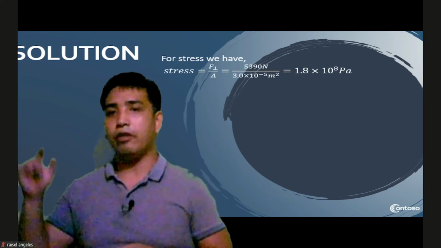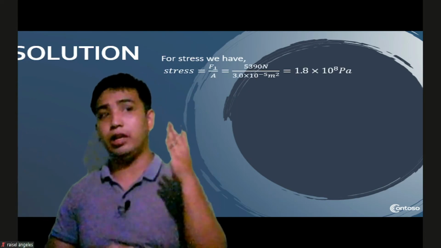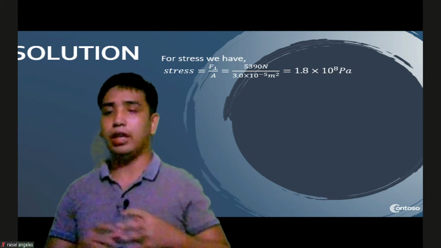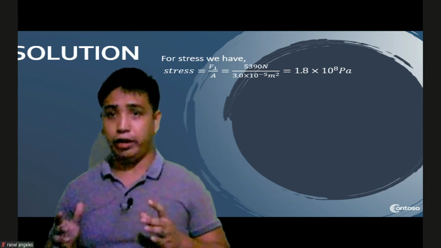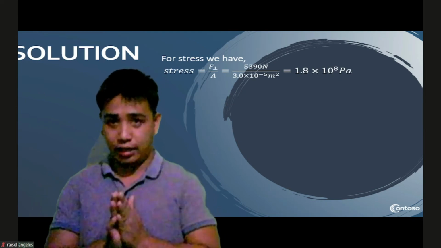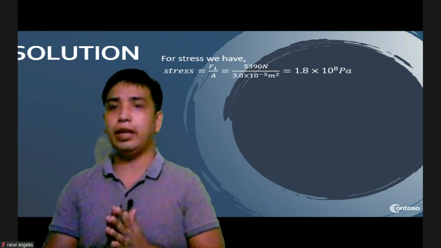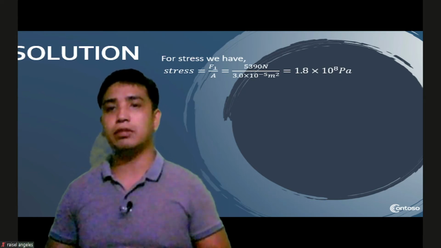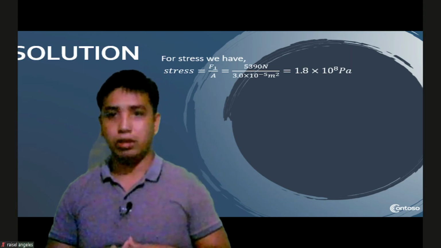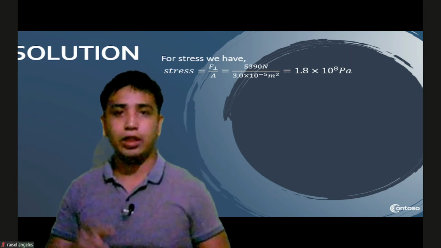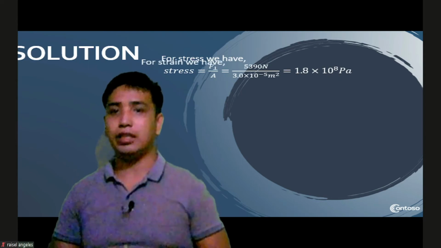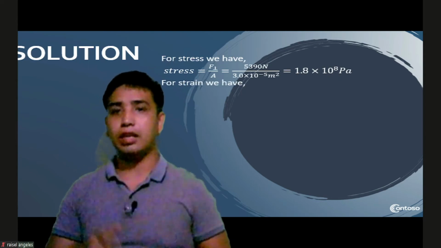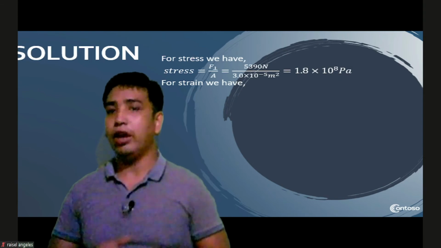So for the stress, we have the formula F over A, or the force perpendicular divided by the area. So we can get the amount of force by multiplying 550 kilograms times 9.8 meters per second squared, and that will give us 5,390 newtons, divided by the area, which is 3.0 times 10 to the negative 5 square meters, and it will give us 1.8 times 10 to the 8 pascals. So that is the stress that is being felt by the rod, and this stress will cause strain or elongation.